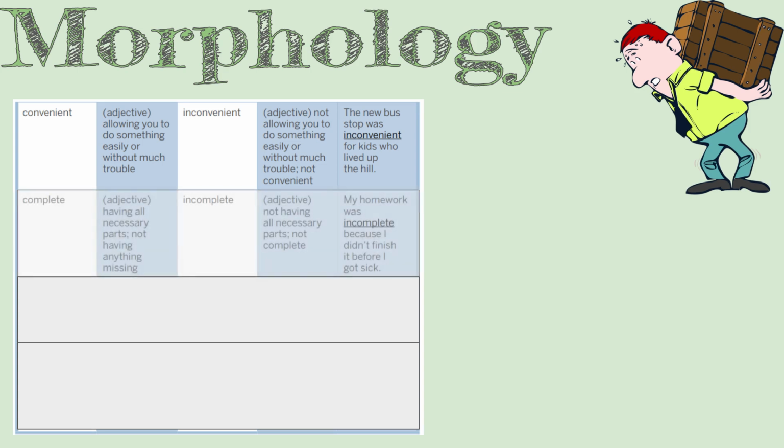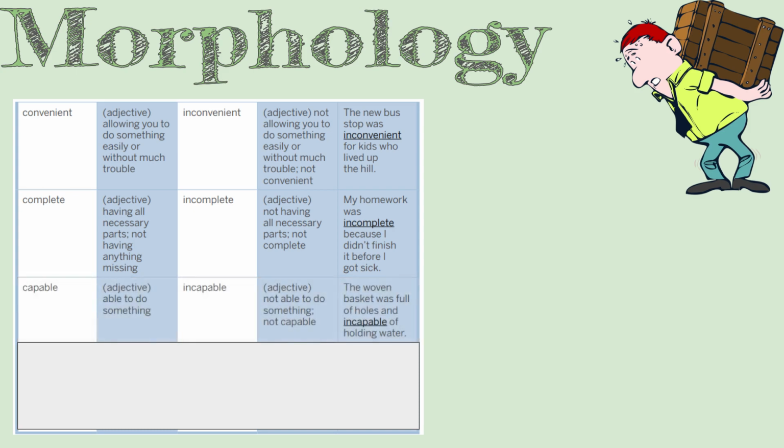The next word is complete. Again, it's an adjective. It means having all necessary parts, not having anything missing. Incomplete is still an adjective, but this time it means not having all the necessary parts. It's not complete. My homework was incomplete because I didn't finish it before I got sick. So it's not a completed assignment.